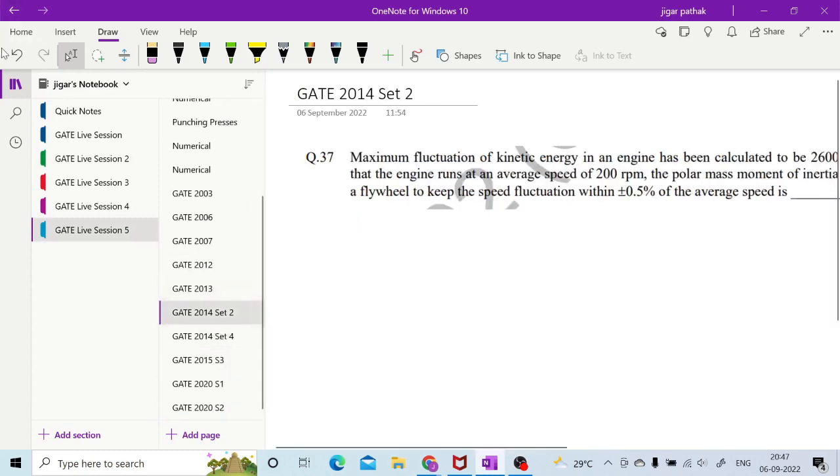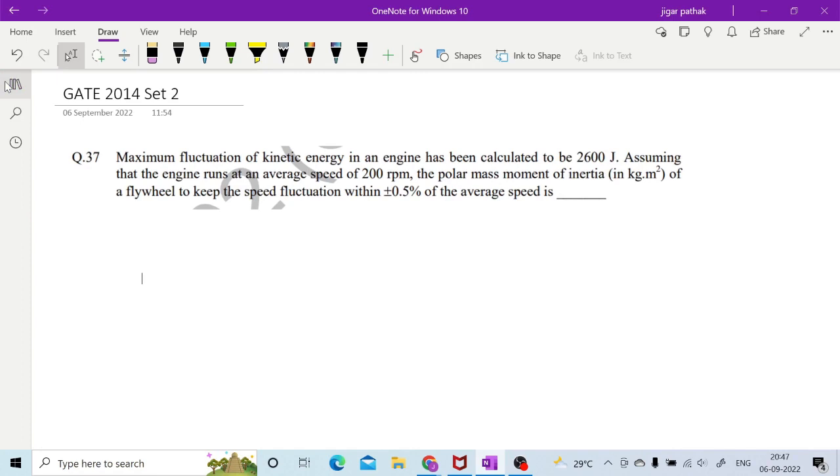This is 14 set 2. Maximum fluctuation of kinetic energy in an engine has been calculated to be 2600 joule. Assuming that the engine runs at an average speed of 200 rpm, find the polar mass moment of inertia of a flywheel to keep the speed fluctuation within plus or minus 0.5% of the average speed. Here also plus or minus 0.5% means 1% only, right? So can you try this question?